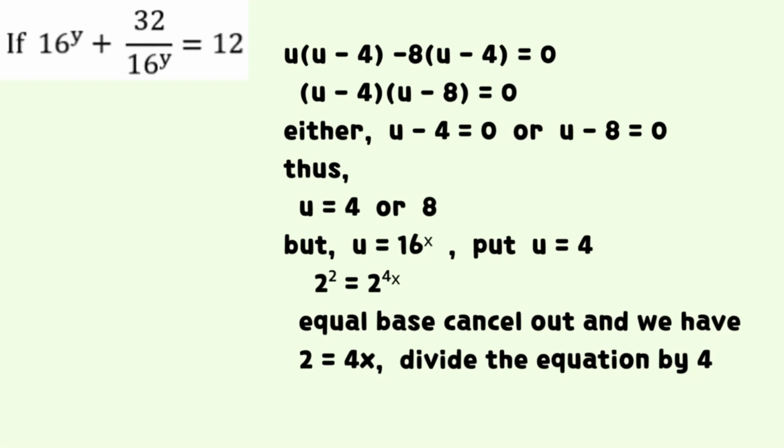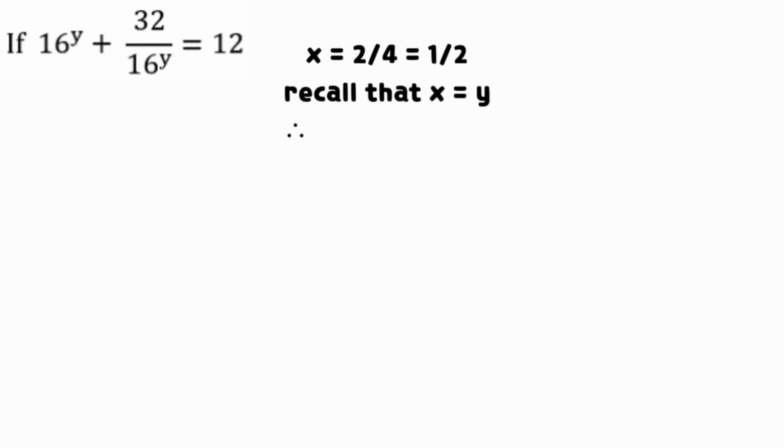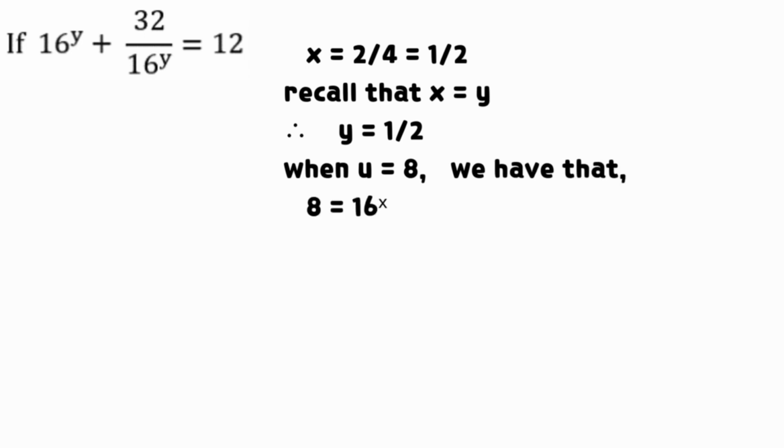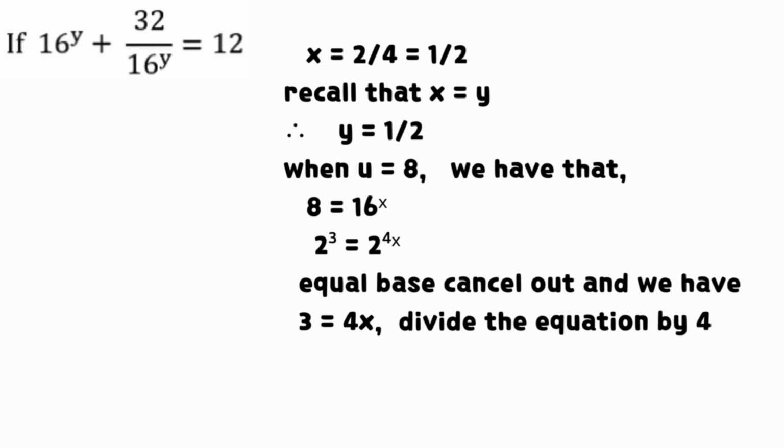So that the square of 2 equals 2 to the power of 4 times x. Equal base cancel out and we have 2 equals 4 times x. Hence, divide the equation by 4. X equals half. Recall that x equals y. Therefore, y equals half.